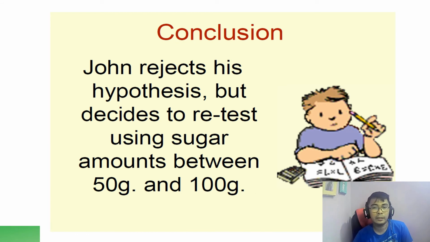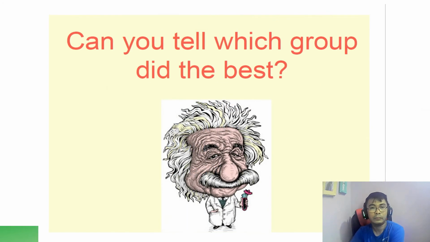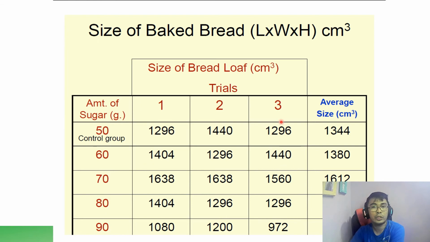he tried to retest, okay, and validate the result of the experiment by conducting another experiment. So once again, John gathers his materials and carries out this experiment. And here are the results. Okay, can you tell which of the group is the best?